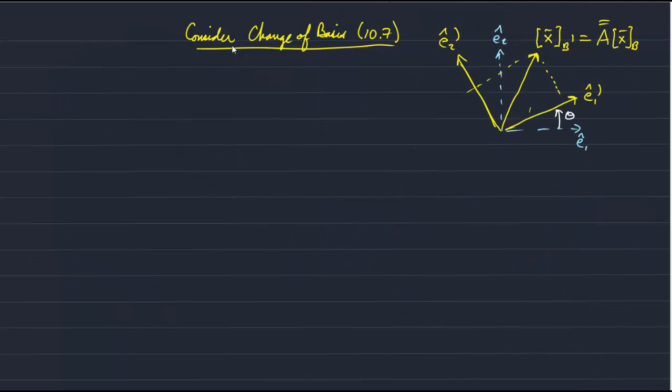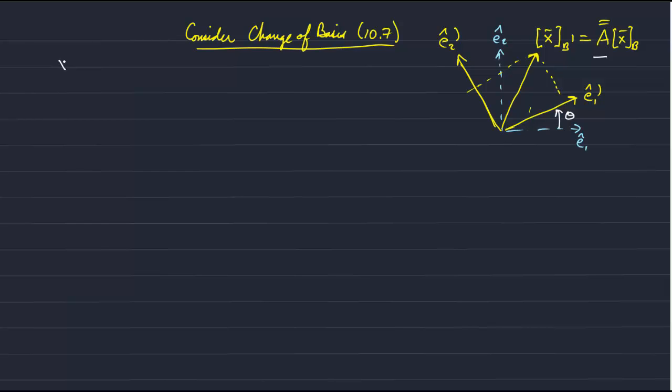Now let's consider the second interpretation, the change of basis, and this is covered in section 10.7 of Greenberg, and I'm going to focus on this interpretation to develop this matrix A that accomplishes this change of basis. And you can refer to this diagram, which is a simple illustration in 2 dimensions.